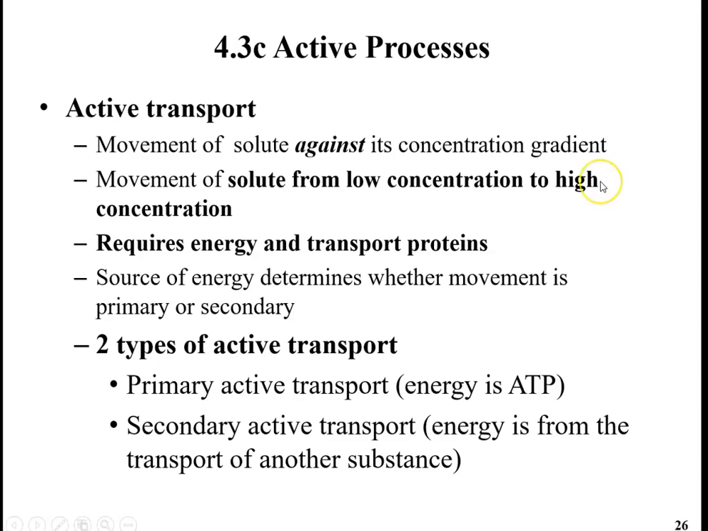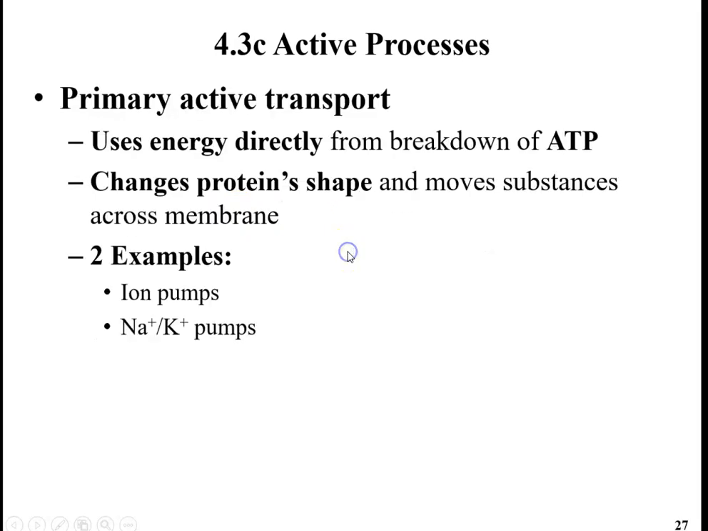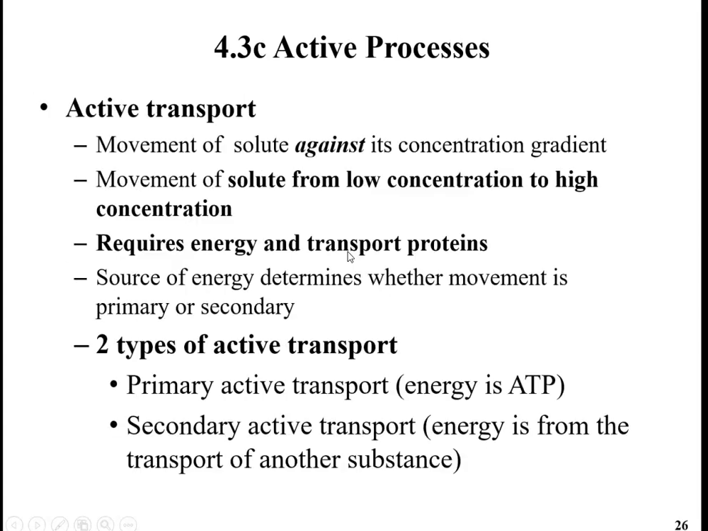Okay, now let's talk about active processes. So there's active transport, which is the movement of solute against its concentration gradient from low concentration to high concentration. Remember, this requires energy and it requires transport proteins. The source of energy determines whether the movement is primary or secondary. So there's primary active transport, where the energy is ATP. And then there's secondary active transport, where energy is from the transport of another substance.